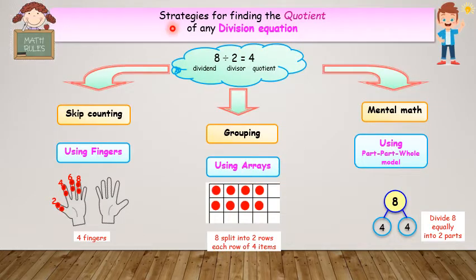There are many strategies to find the quotient of a division. If I have here 8 divided by 2 equals 4, how can I find 4? There are many ways we can find it.